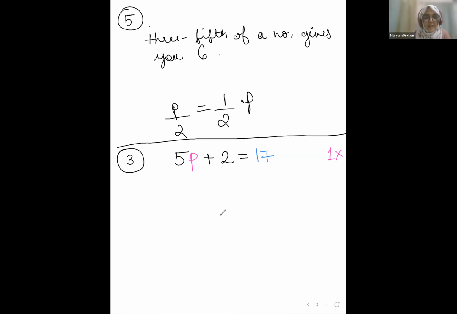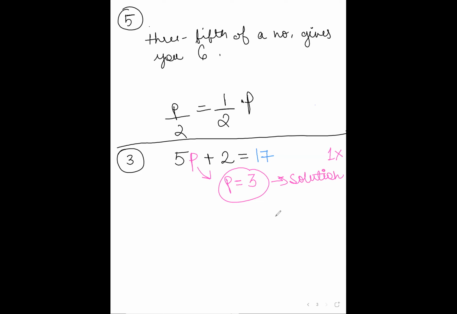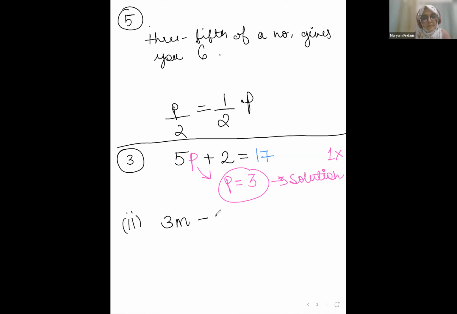Okay, so the solution of this equation is P is equal to 3. Yeah. Now, second part. 3M minus 4 is equal to 14. I'm sorry, 3M minus 14 is equal to 4.